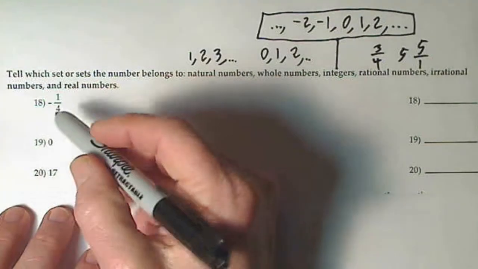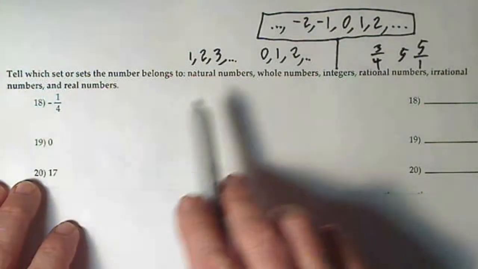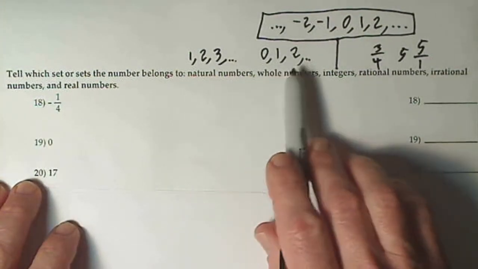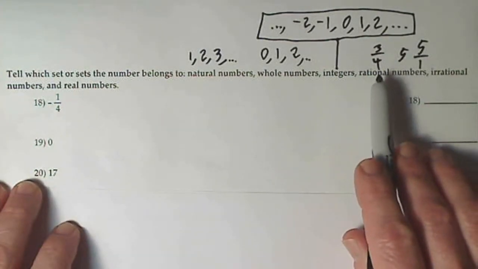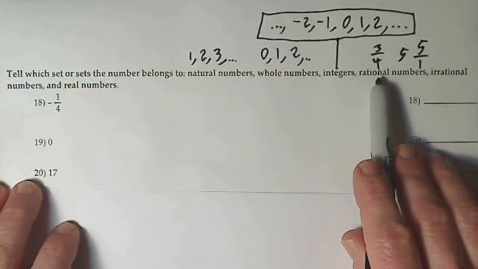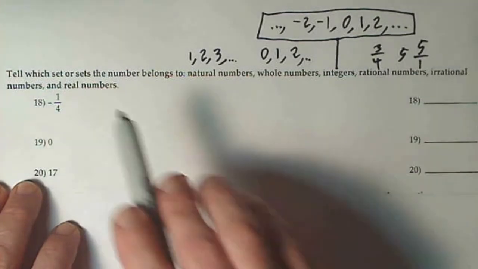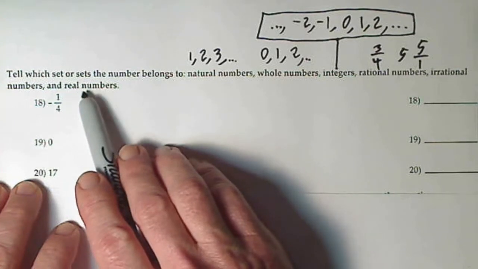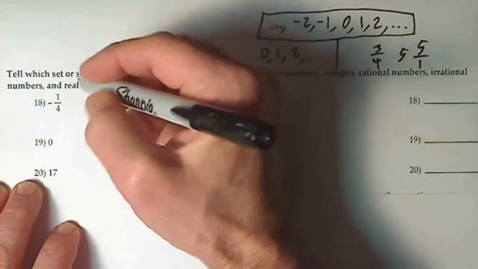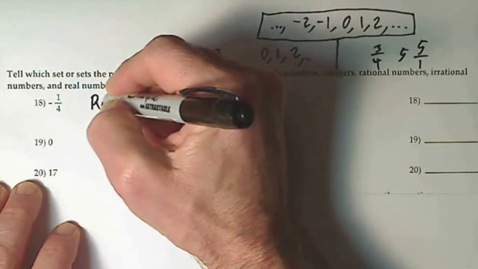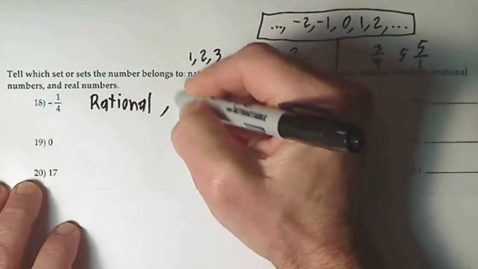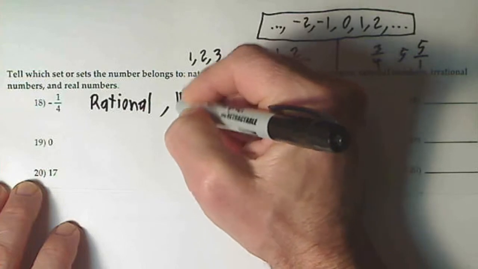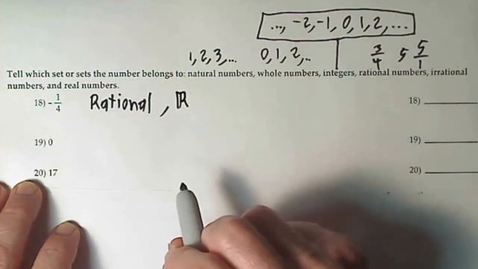All right, so a -1/4, you would look at this and say it's not natural, it's not whole, it's not an integer, so you can't include it in anything until you get to the rational numbers. So it's a rational number, and all of the numbers that we deal with are real. So -1/4 would be rational as well as real. In fact, I'm just going to use the R with 2 bars. That's a symbol for real.